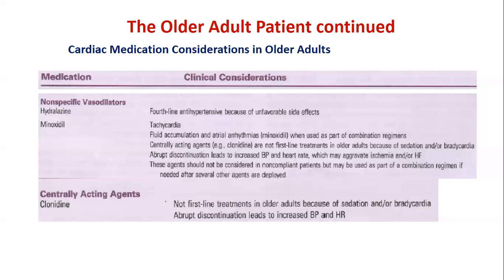But the centrally acting medication, we said here, clonidine. This is an alpha agonist. So it is not first-line treatment in older adults because of sedation and bradycardia, or abrupt discontinuation leads to increased blood pressure and heart rate. So clonidine or methyldopa, another important drug we use, are alpha agonists. They decrease the effect of dopamine on blood pressure. So next, go.